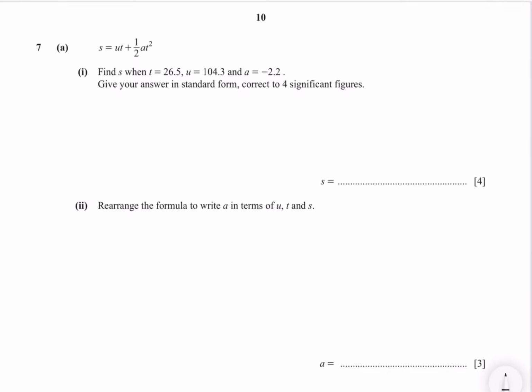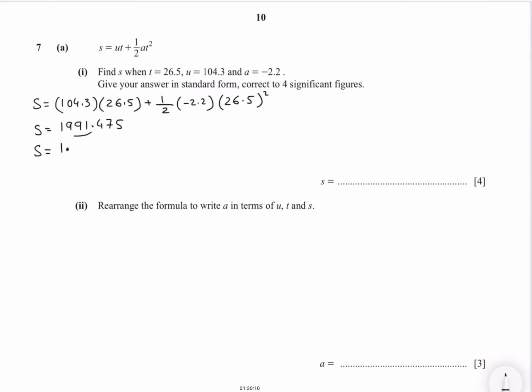Question number 7a. S is equal to ut plus half a t square. Find s when t, u and a, the values are given, and we have to give the answer in standard form up to 4sf. So place the values. Now solve it. So move the decimal and bring it after 1. So you move 3 digits. So you write 10 power 3, and now for significant figures, so you write 1.991 times 10 power 3.